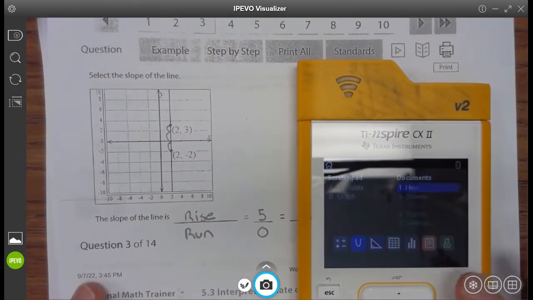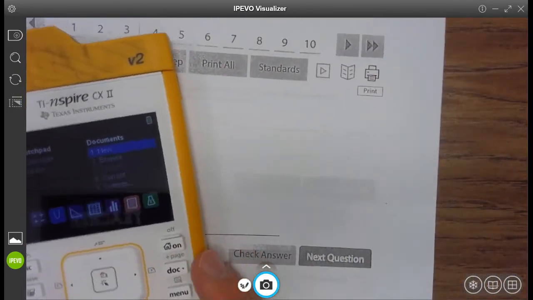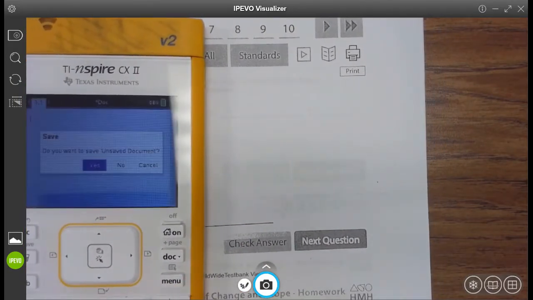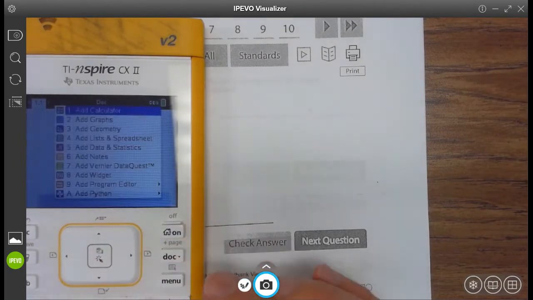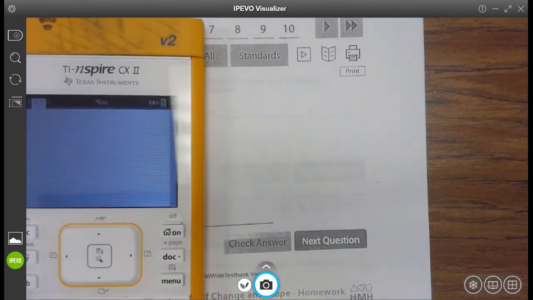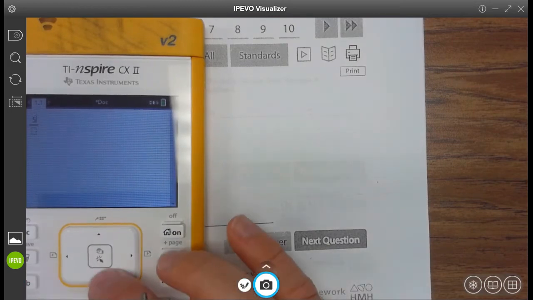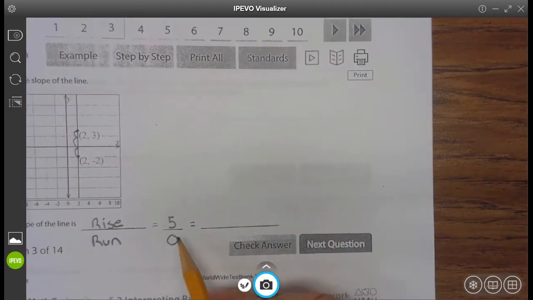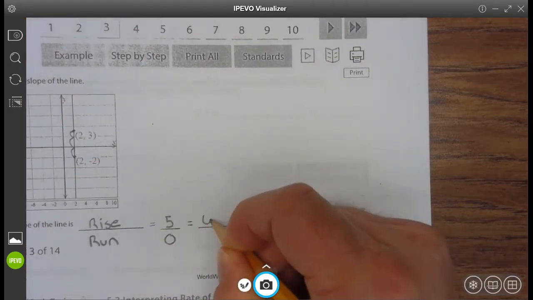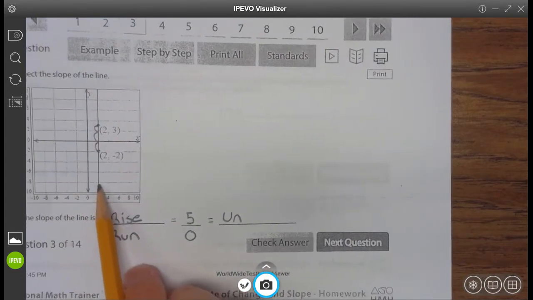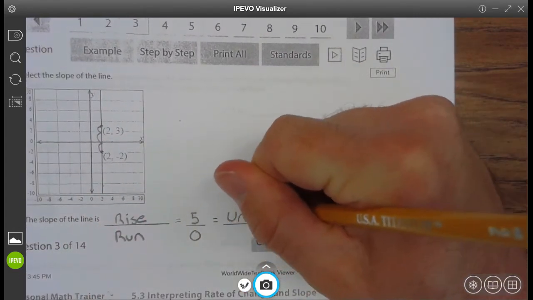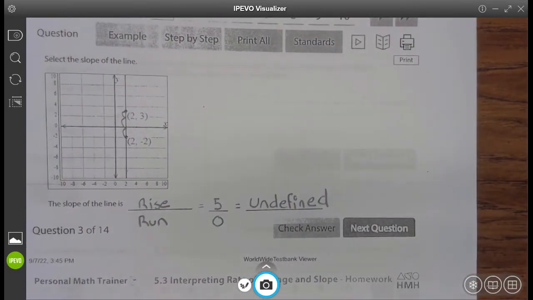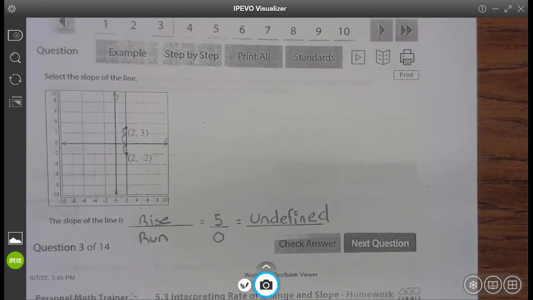Let me see if I can find a screen. Right here. All right, new, add calculator, control, divide, 5 divided by 0, you can see is undefined. So 5 divided by 0 is undefined. So when the line is vertical, the slope is undefined. All right, go and finish up example 3.